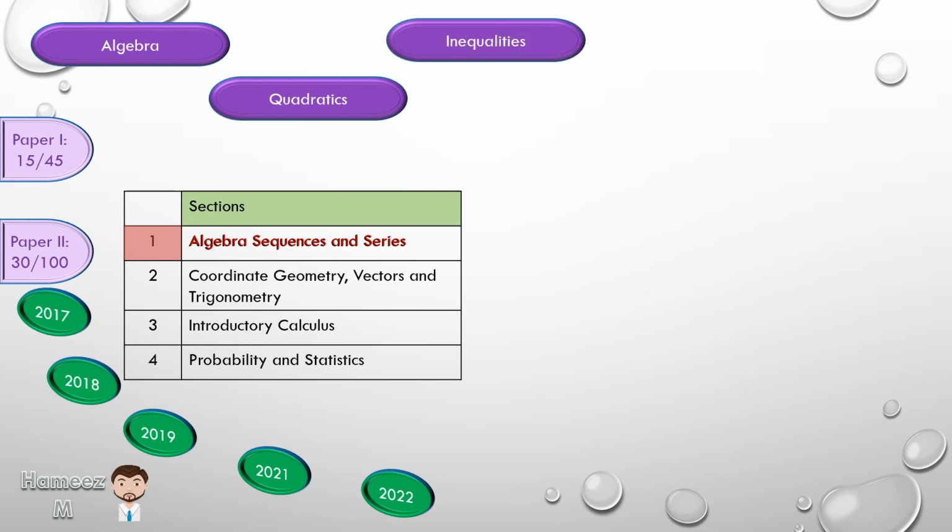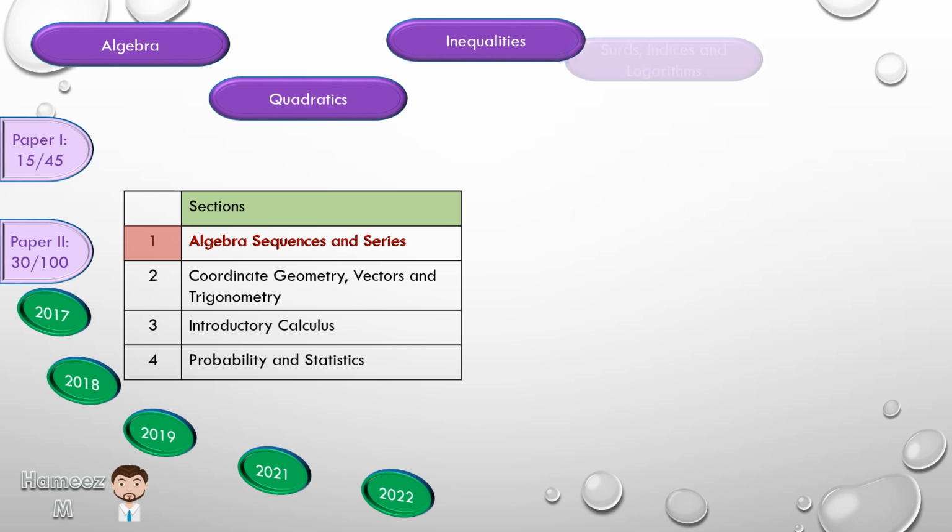For part C, inequalities, by using graphical or algebraic means, students should be able to find the range and domain of quadratic inequalities and even rational linear inequalities: ax plus b divided by cx plus d is greater than 0.